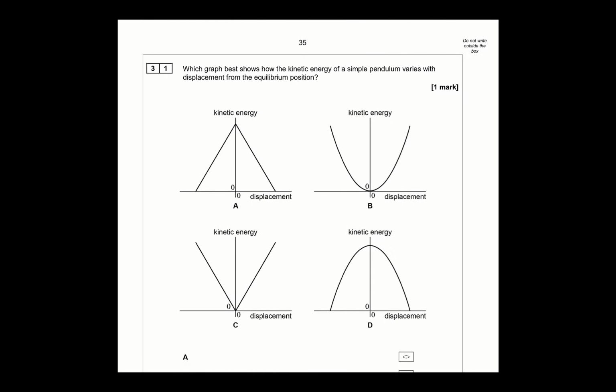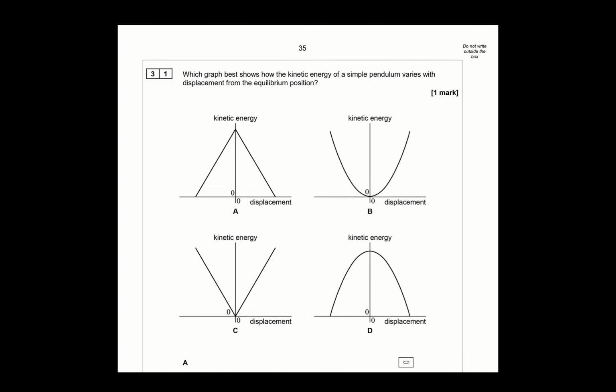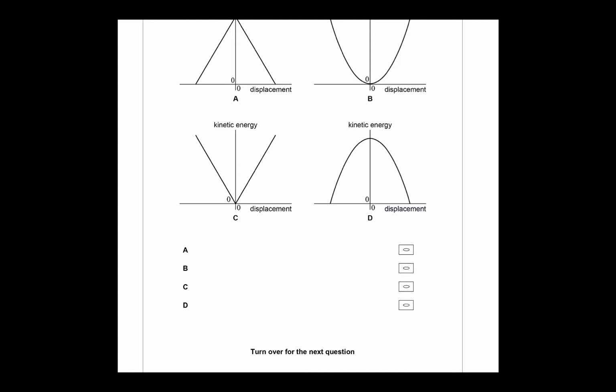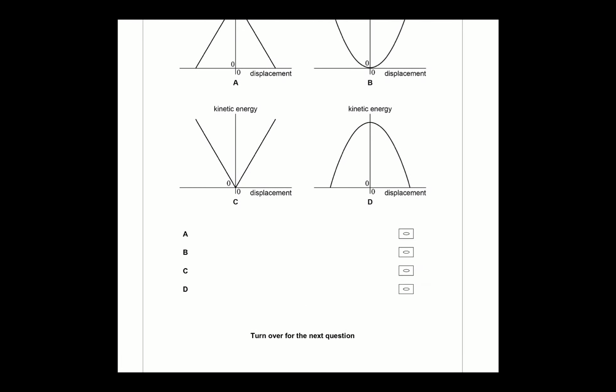Okay, 31. Which graph shows how kinetic energy of a simple pendulum varies with displacement from the equilibrium position? When it's at equilibrium, it'll be moving the fastest, so it'll have the most kinetic energy, and it will follow a curve, not a line, because it's v squared. So it has to be D.